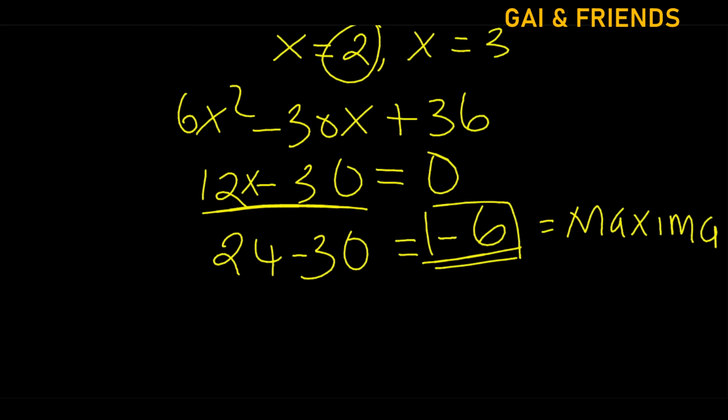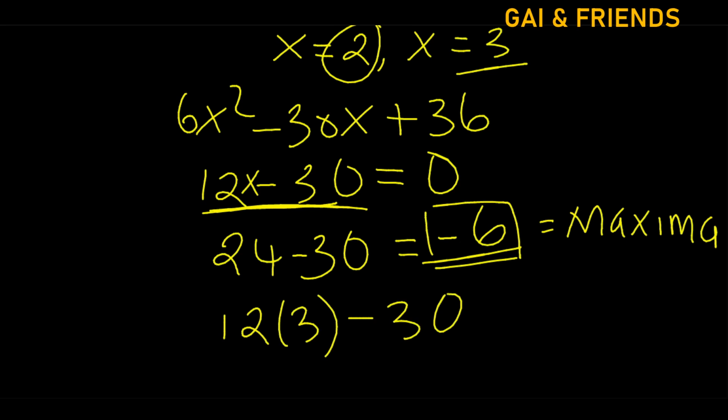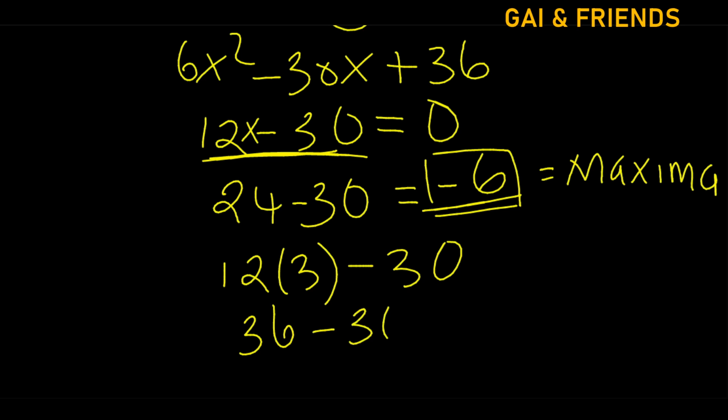Let's plug in 3 to this same equation. It's going to be 12 times 3 minus 30. 12 times 3 is 36, minus 30 is going to give you 6. And this one is greater than 0. It implies it is a minimum.